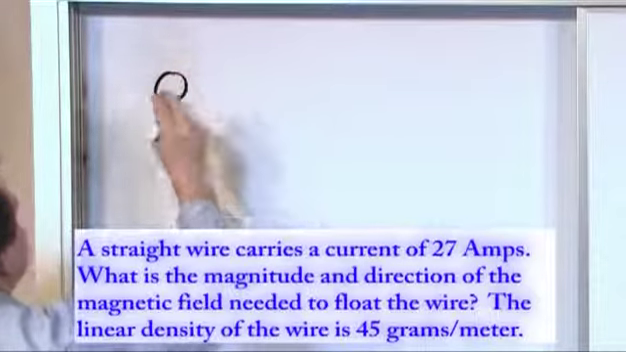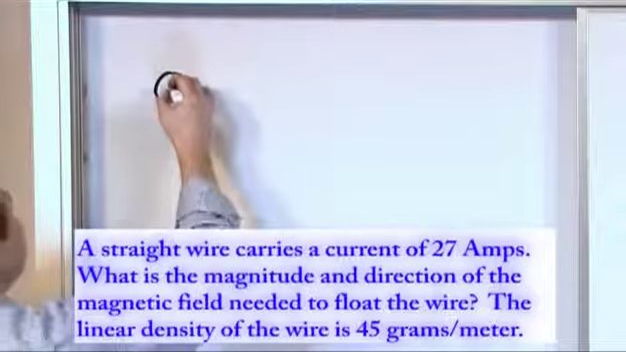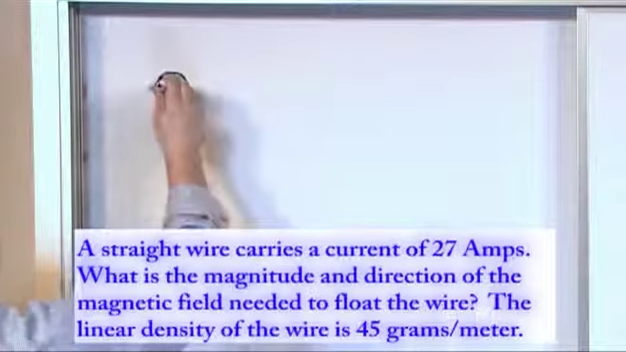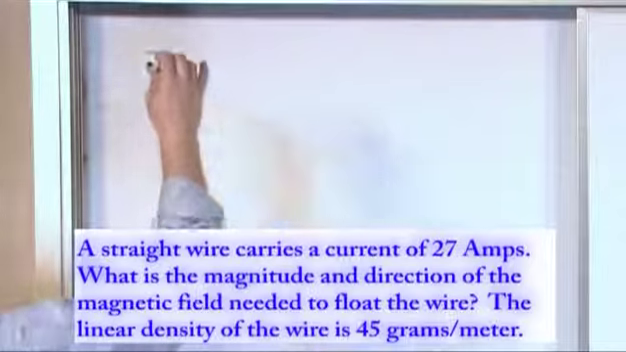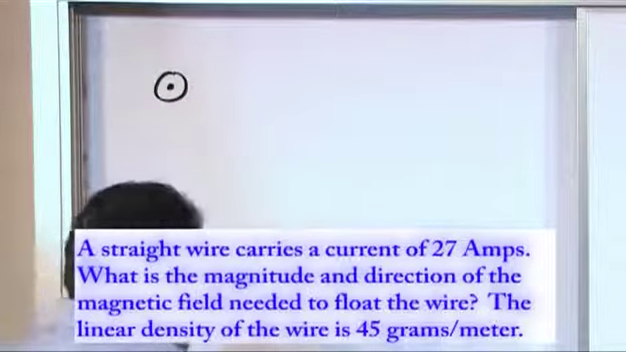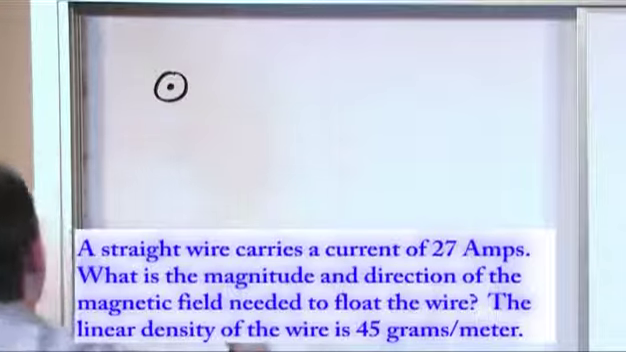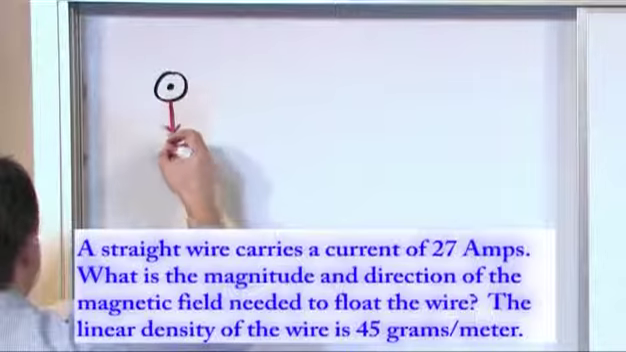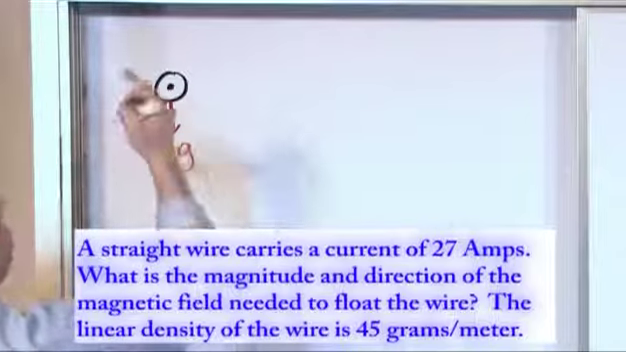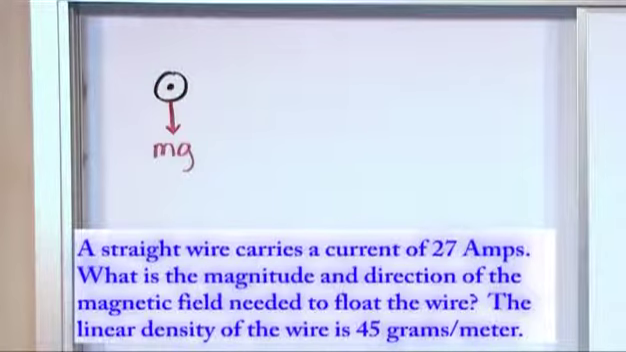This is the wire. It's a cylinder, right? I'm going to put a dot in the center just to remind you the wire is actually coming to you. So it's not drawn obliquely, it's coming straight out of the board. All right? Now, this wire has a weight, right? A force of gravity, right? Which is mg. Mass of whatever segment of wire that we're talking about times gravity.